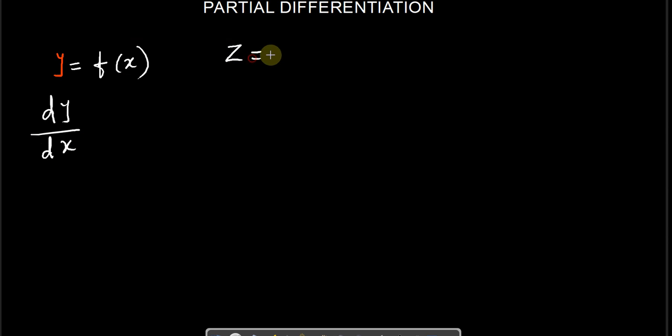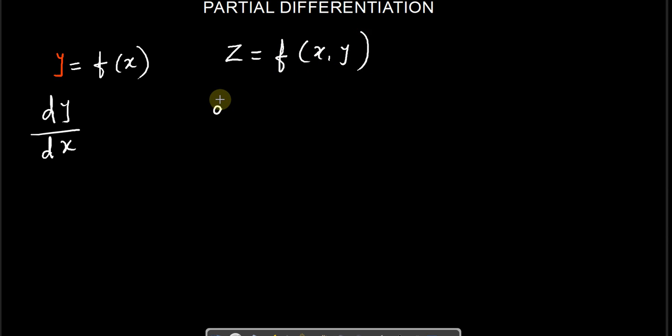So today's topic is partial differentiation. Let's understand this by comparing it with ordinary differentiation. When y is a single valued function, we differentiate y with respect to x. But when z is a two variable function, we have a choice here. We can differentiate with respect to x and with respect to y.